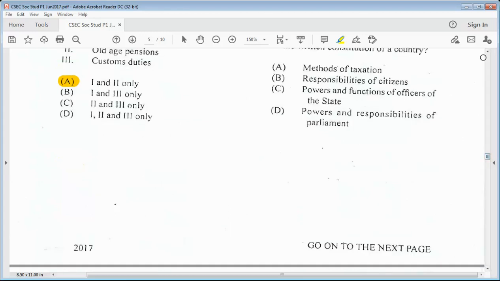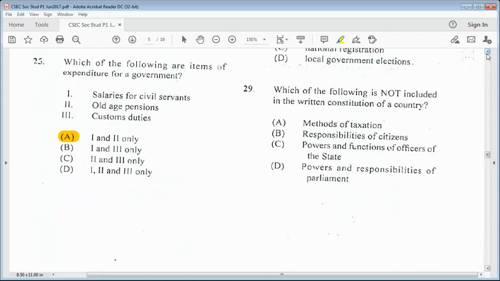Let's go on to 29. Says, which of the following is not included in the written constitution of a country? A. Methods of taxation. B. Responsibilities of citizens. C. Powers and functions of officers of the state. Or D. Powers and responsibilities of parliament. So we know A, methods of taxation, that is not included in a written constitution. A.